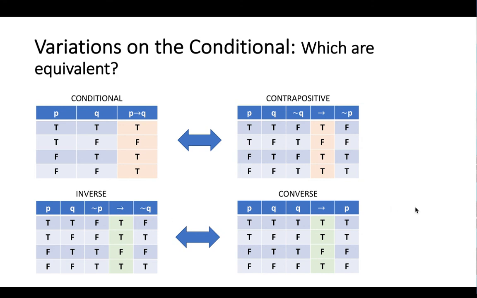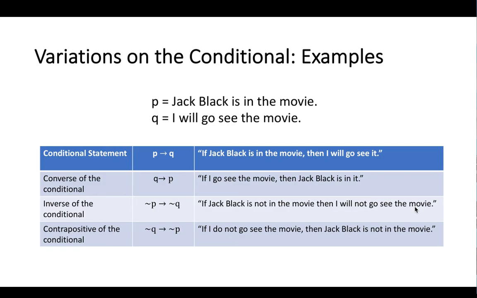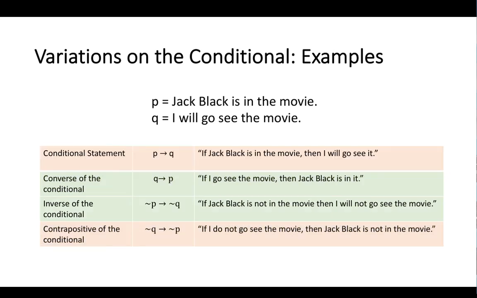Okay, so let's go back to our statements about Jack Black. Which of these statements are going to be equivalent? The equivalent statements are in orange. These pair, and two other equivalent statements are in green. They are not all equivalent to each other. Make sure that's clear to you. But the conditional is equivalent to the contrapositive. So saying, if Jack Black is in the movie, then I will go see it, is equivalent to saying, if I do not go see the movie, then Jack Black is not in the movie. Same with the converse and the inverse.